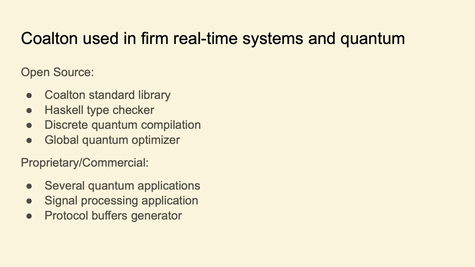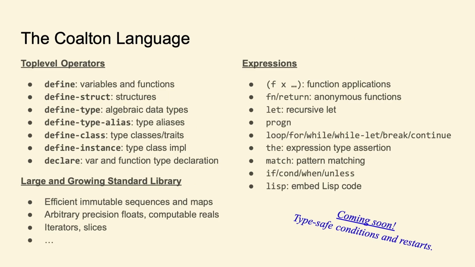From a proprietary standpoint, there's a lot of quantum applications. I won't talk about many of them because they're proprietary. A particular, very involved signal processing application, and even a protocol buffers generator for the real, corporate vibe, I guess. Most Coalton code that exists is actually just protocol buffer bindings, by the way, which is kind of sad. But I'm not going to go through this comprehensively. I'm going to point out a few things, but this is roughly what Coalton is as a language.